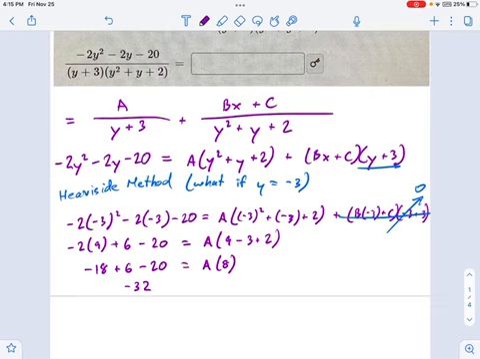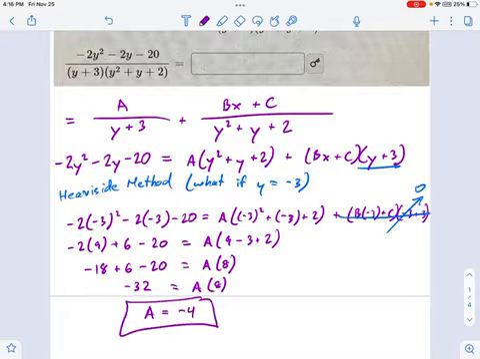I think this is negative 32 on the left and a times 8 on the right. Well, that means a equals negative 4. Now that right there is what we get from the Heaviside method. We solve for one of these a, b, or c values. And that's really useful because without that, you would have had to use matrices or some of the more advanced systems of equations solutions that we've talked about.